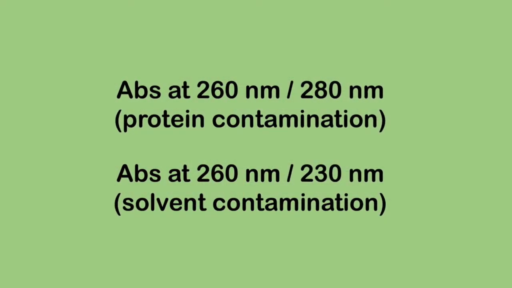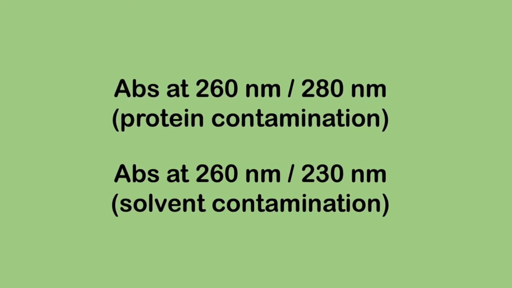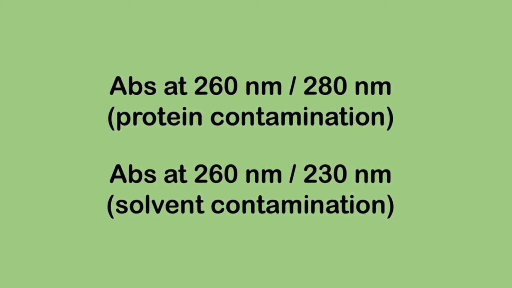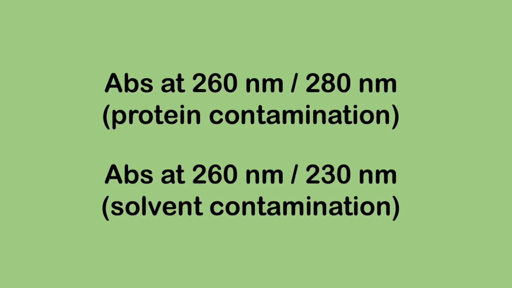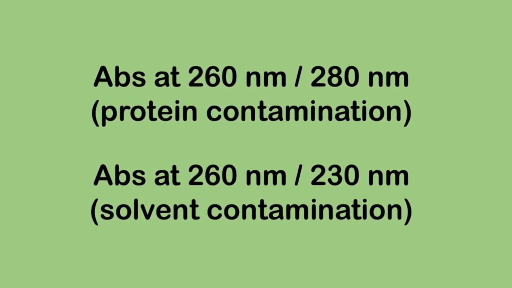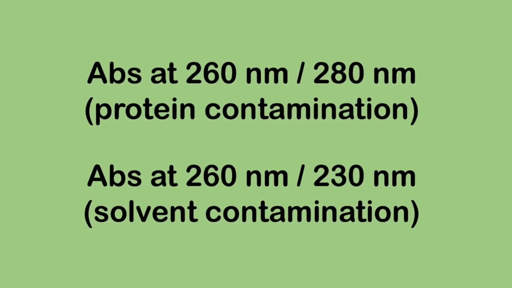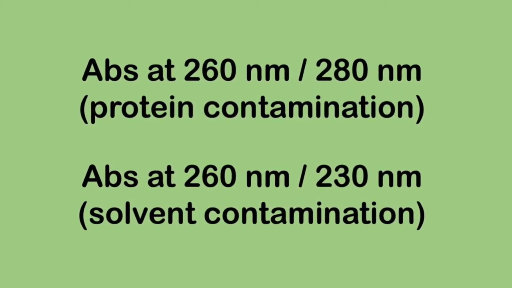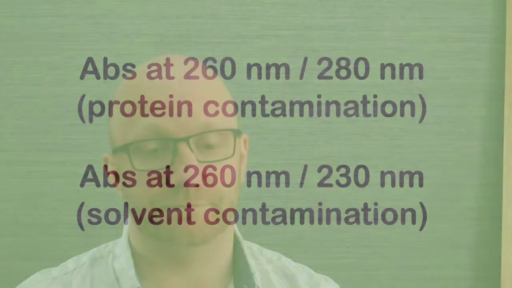And those are the ratio of the absorbance at 260 nanometers relative to the absorbance at 280 nanometers, which will indicate how much protein contamination you have. And then secondly, the ratio of absorbance at 260 nanometers relative to that at 230 nanometers, which will tell you how much organic solvent you have in your solution. Let's look at the first one, the A260/280 ratio.